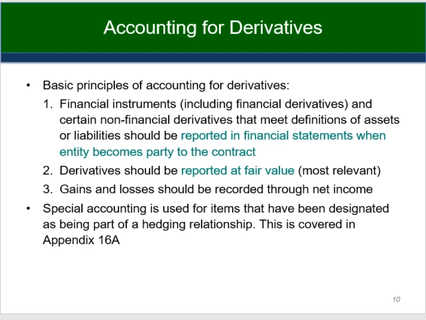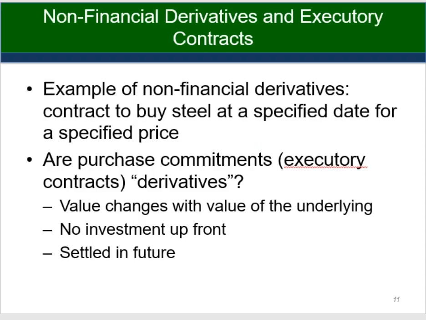Gains and losses should be recorded through net income because you've earned them even though you haven't realized them in cash. And there is some special accounting required for items that have been designated as being part of a hedging relationship. That's covered in Appendix 16A, and we probably will not cover that in this course.